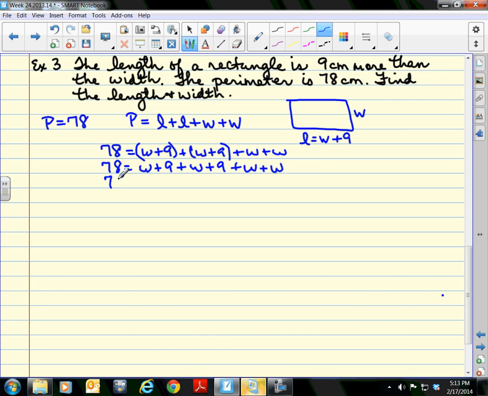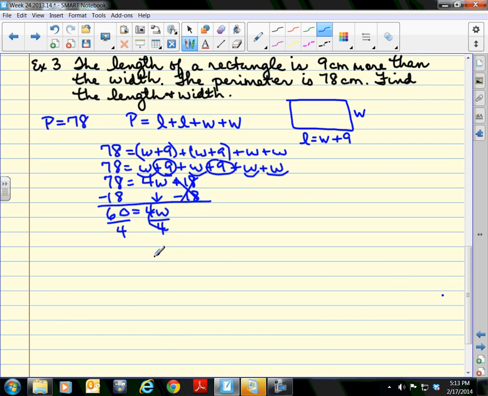Okay. Now let's put like things together. So all of our W's will go together. 4 of those, so 4W. And we've got 2 9s. 9 and 9 make 18. Now you just solve the equation. So subtract 18 on both sides. 4W equals 60. Divide by your 4. So W is whatever 60 divided by 4 is.